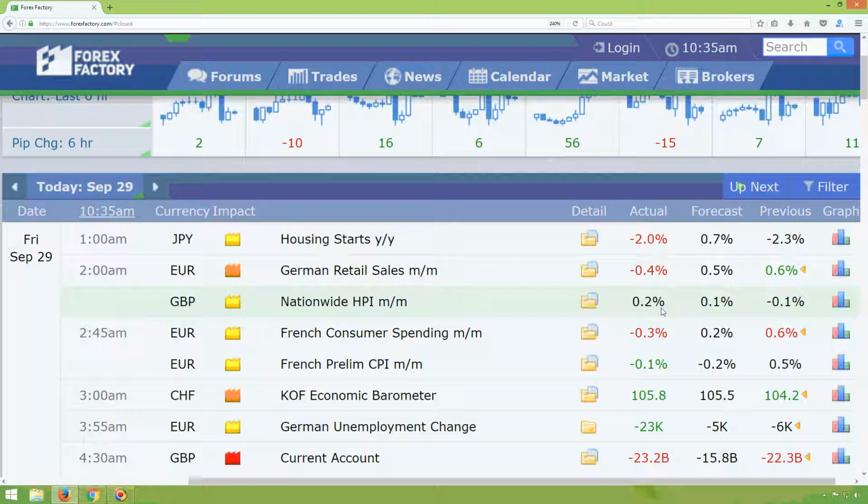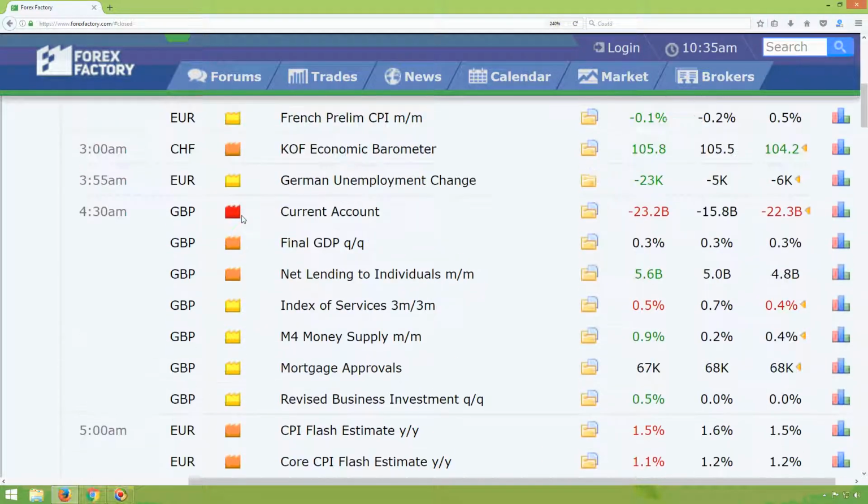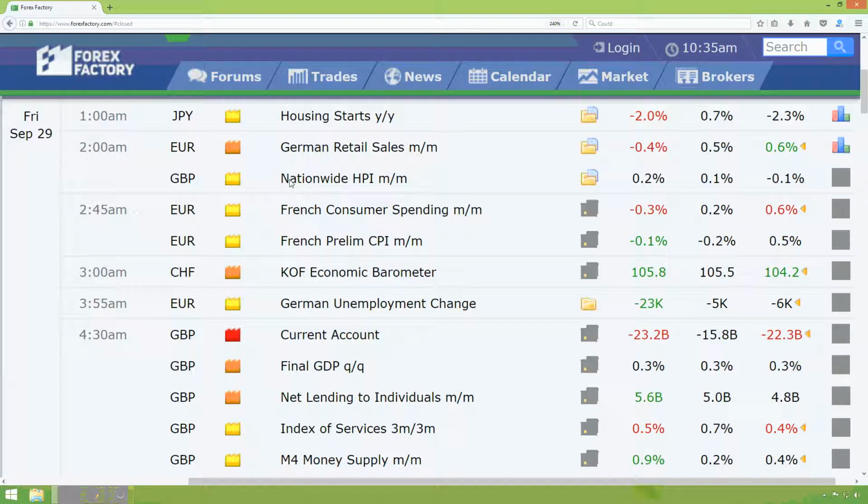The economic calendar tells you in advance the importance or the impact of specific economic news. There is a colour code here. News in yellow, like this Nationwide HPI month over month, can be ignored. This is third gear data. It doesn't really matter. News in orange is far more important. Final GDP in the UK, net lending to individuals in the UK. The news in red is the most important ones that truly move the market.